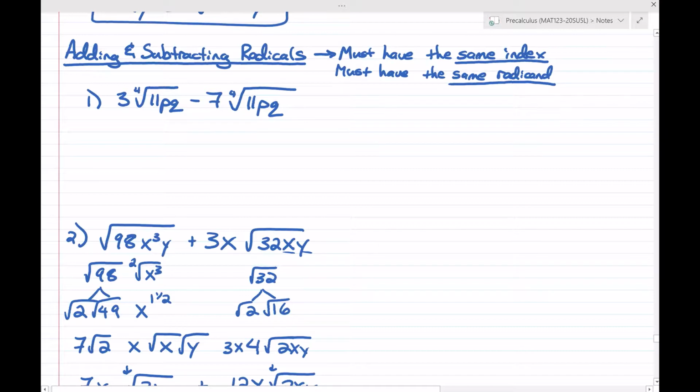So first thing we notice is we can't reduce anything on the inside, but we do have the same indices and we have the same radicands. So it's similar to saying, like, what's 3x minus 7x? They're like terms. 3x minus 7x is negative 4x. Well, because these are also like terms, we could just do 3 minus the 7, and the answer is negative 4 times the 4th root of 11pq.